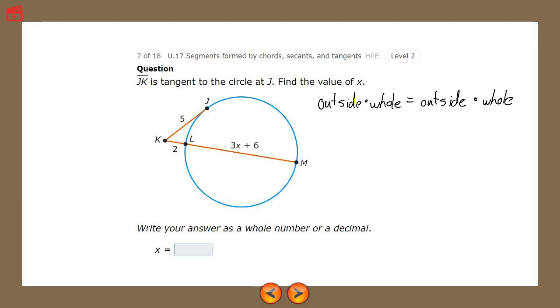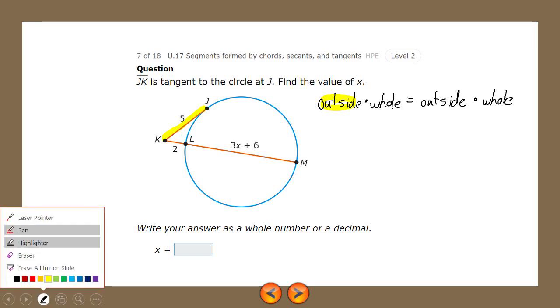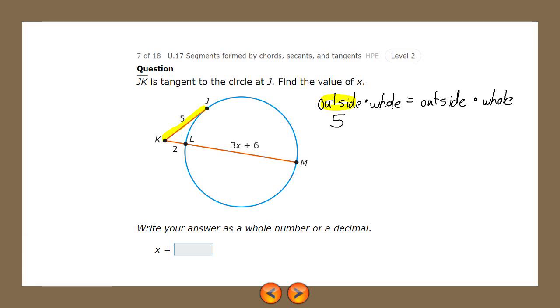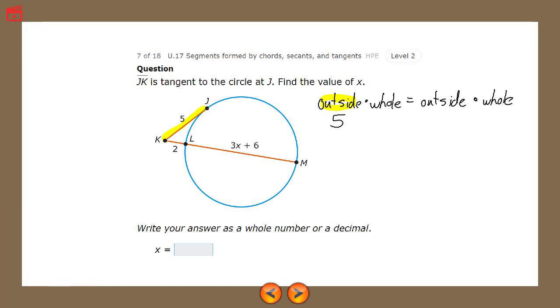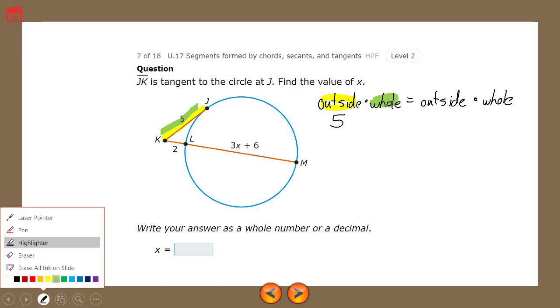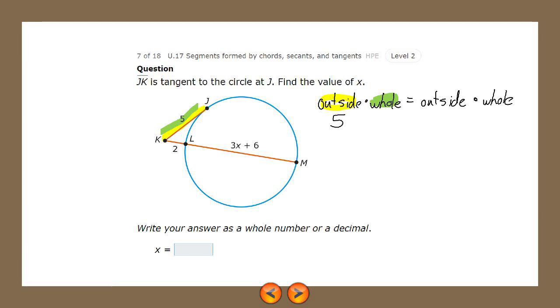Let's start with the outside part of K to J. K to J is entirely outside the circle. So outside part is 5. And the whole length from K to J is also 5. It is possible for the entire part of the line to be outside of the circle. So you'll make use of that fact. It is also 5. And we'll just say that 5 times 5 is 25 already.